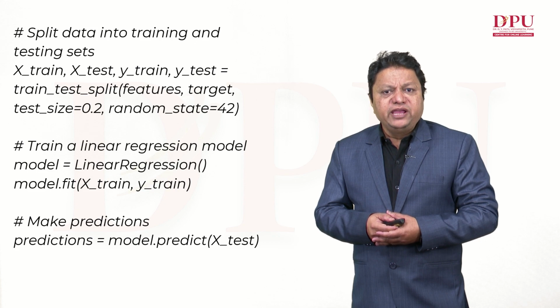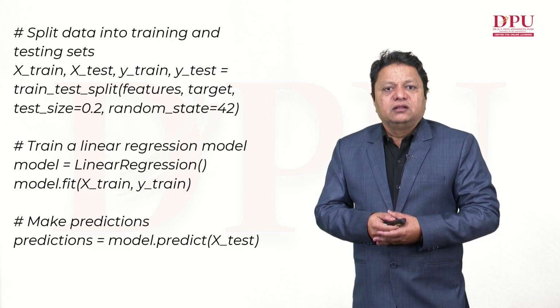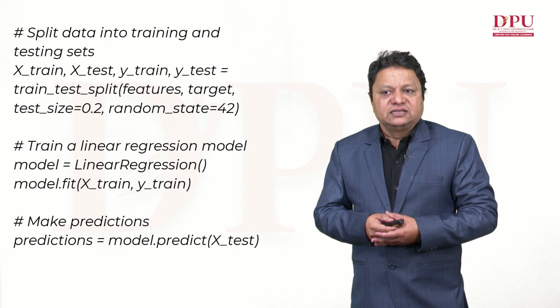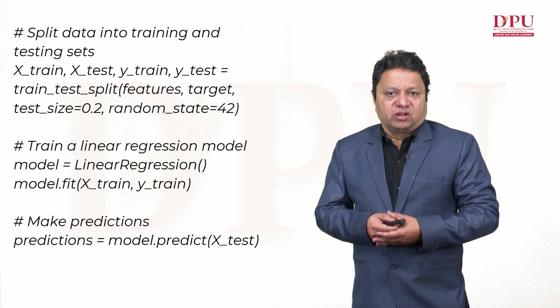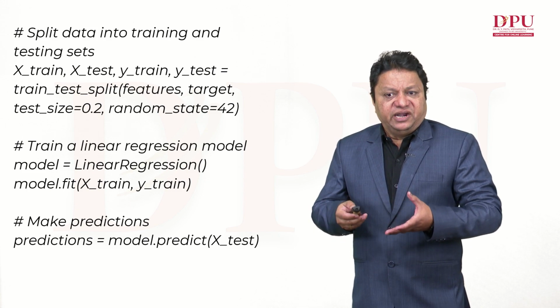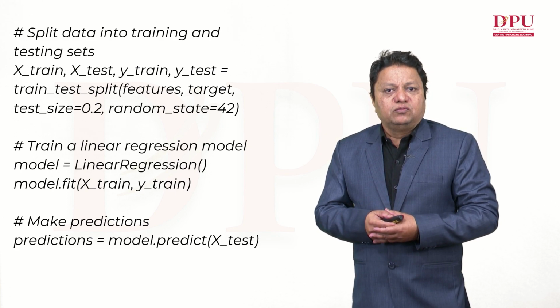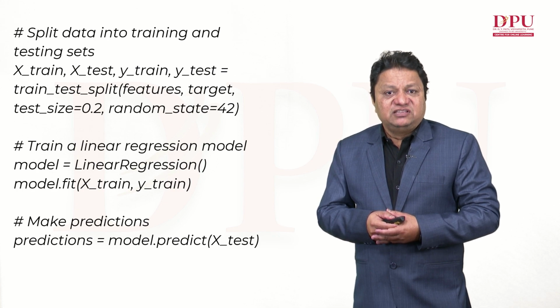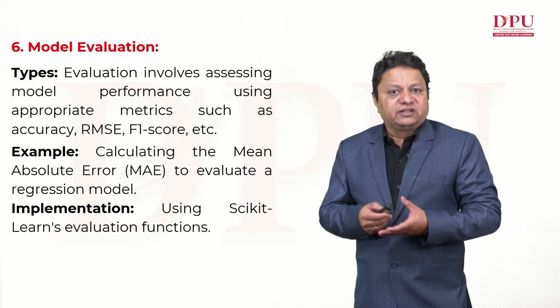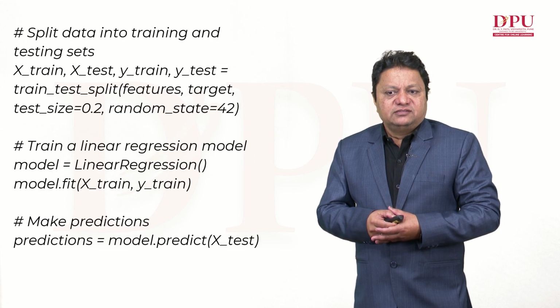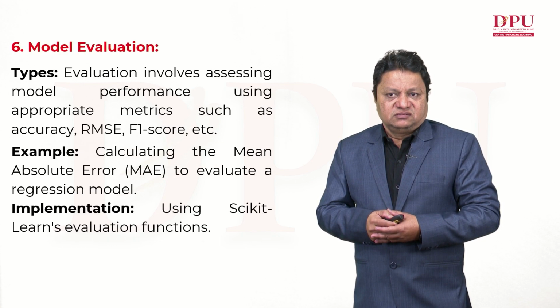In order to make your model predict, we have to use the function called predict on the model. For example, predictions is equal to model.predict. Here I need to provide the testing data, which is X_test. After that you can print the result of the prediction.